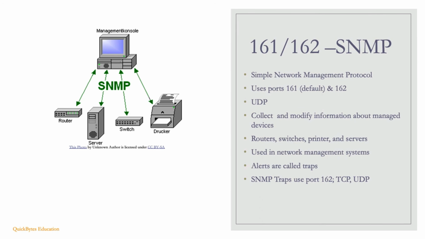SNMP is used to collect and modify information about network devices such as routers, switches, printers, servers, and many other managed devices. Network management systems use SNMP to monitor and configure devices. SNMP queries typically use UDP port 161. Alerts sent from devices to administrators or monitoring systems are called SNMP traps, and they use UDP port 162.